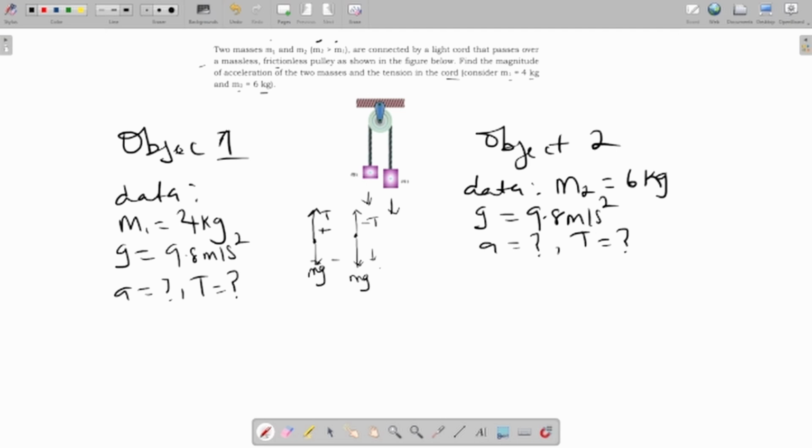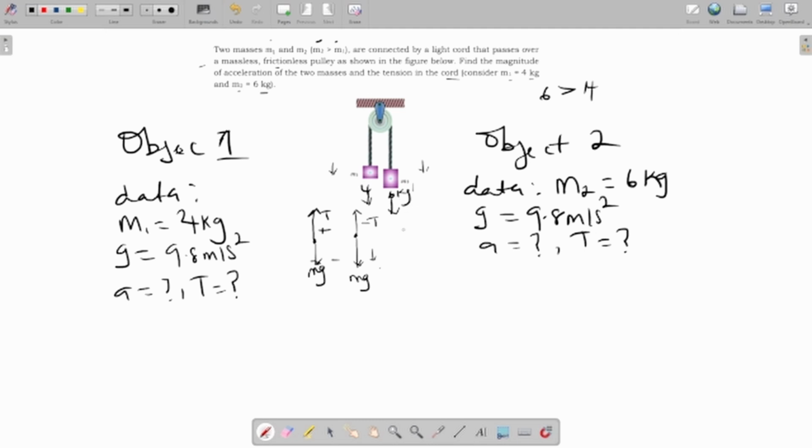Now, if mass 1 is 4 and mass 2 is 6, it means that 6 is greater than 4. Now, if I ask you, where do you think this mass is going to accelerate towards? Is it going to accelerate towards M1, that is, is it going to go down? Or is it going to go down towards M2? Well, you know that 6 is greater than 4. Therefore, it's going to go down this part, okay? Because this is 6 kg, and here you have your 4. So it's going to go down towards the 6 kg.